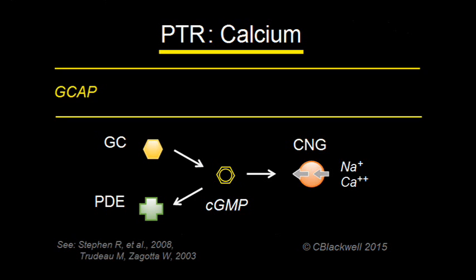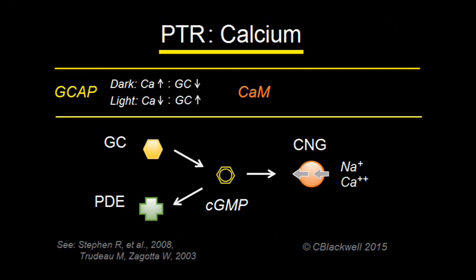Recall guanylate cyclase activating protein, GCAP, which regulates guanylate cyclase activity. In the dark, calcium level is higher, which tells the GCAP to inhibit guanylate cyclase activity, keeping it low, but not zero. Some cyclic GMP is constantly being produced. In the light, calcium level drops, and this tells the GCAP to activate guanylate cyclase, producing more cyclic GMP, causing the CNG channels to open.